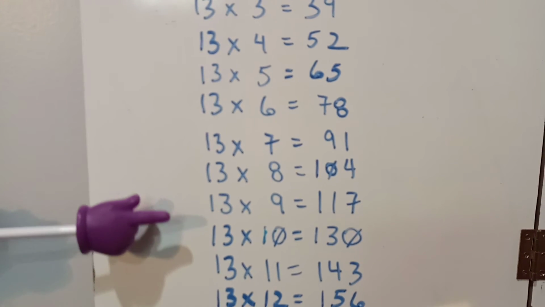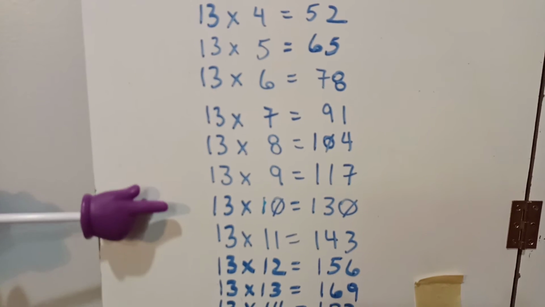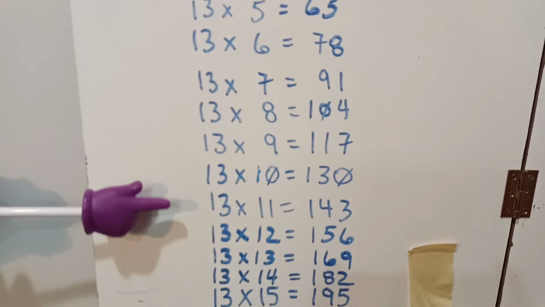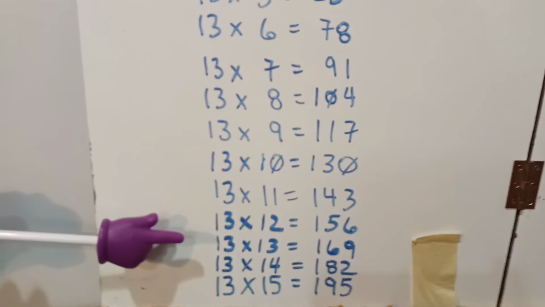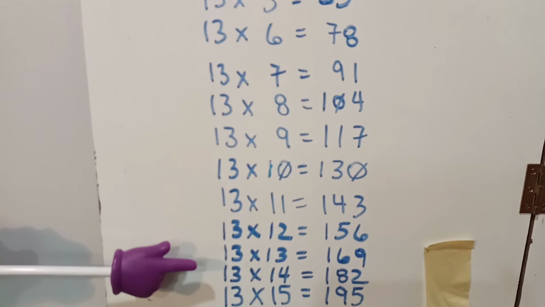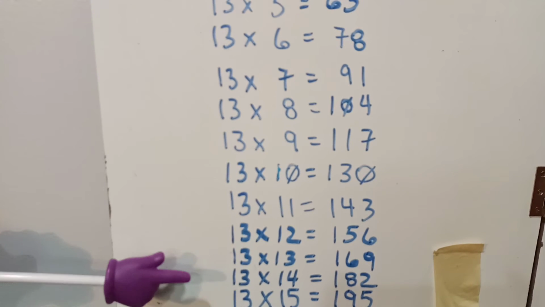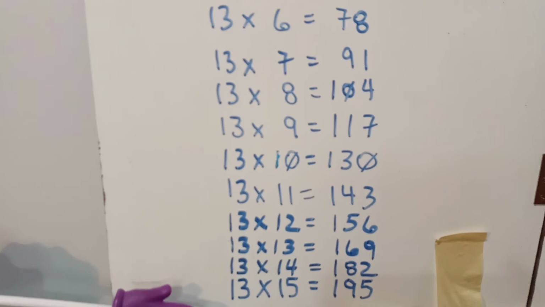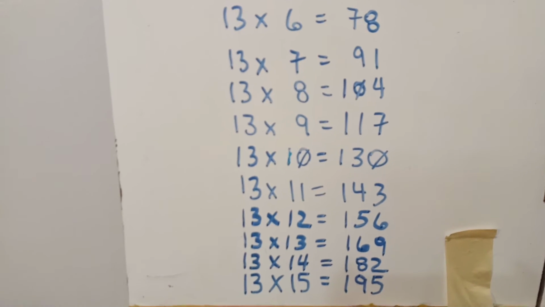13 times 9 equals 117. 13 times 10 equals 130. 13 times 11 equals 143. 13 times 12 equals 156. 13 times 13 equals 169. 13 times 14 equals 182. 13 times 15 equals 195.